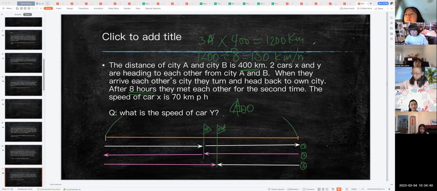Understand, everybody? Okay, so we already know car X is 70. So car Y is what? 150 minus 70 equals 80 kilometers per hour.